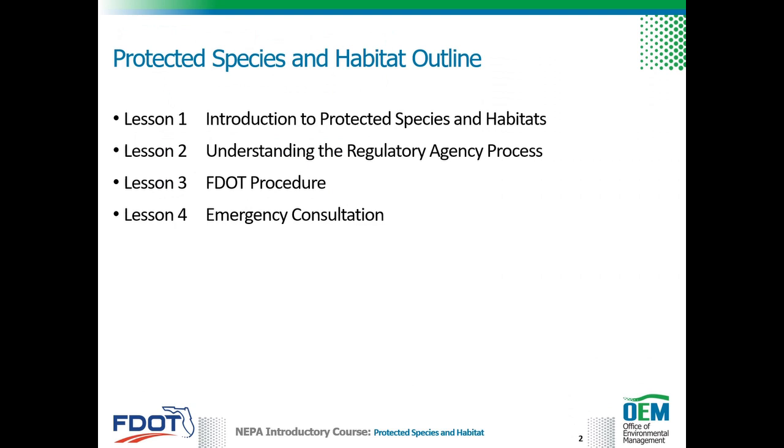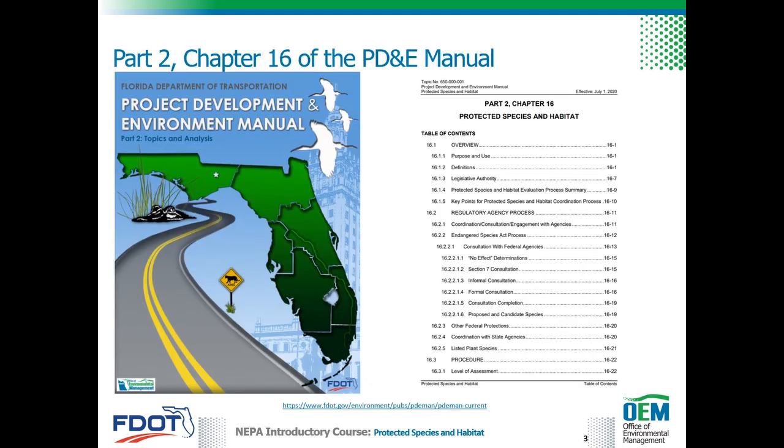This course contains 4 lessons, which introduce protected species and habitats and discuss the regulatory agency processes and FDOT procedures and emergency consultation. More information on the topics provided in this course can be found in Part 2, Chapter 16 of the PD&E Manual. The chapter entitled Protected Species and Habitat outlines procedures for determining the effects of transportation projects on protected species and habitat. You may want to have this chapter handy as you go through this training.